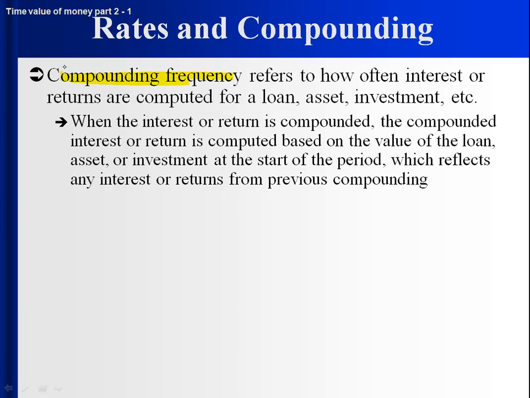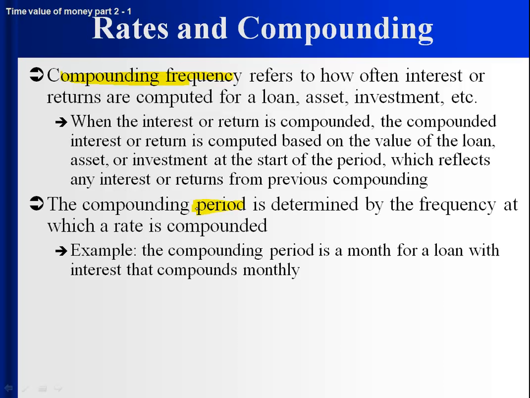Compounding frequency captures how often interest or returns are computed. So basically, is it compounded quarterly, monthly, annually, semi-annually? How often is interest on interest and principal, or returns on what was there before, computed? How often does compounding take place?